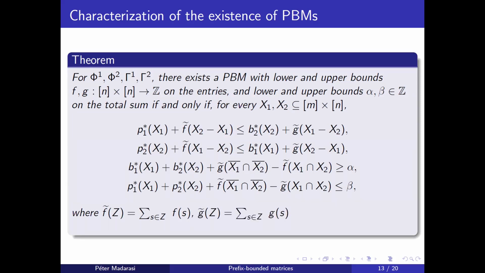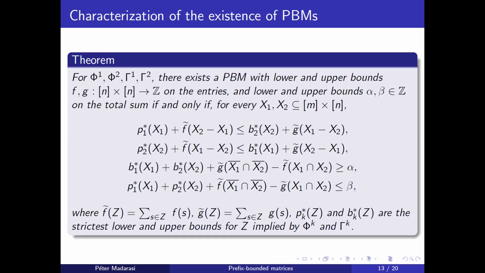G tilde is defined analogously, and P star and B star are the strongest lower and upper bounds implied by our bounding matrices pi and gamma. So in a sense, this is an extension of our bounding matrices from partial sums to the sum of any subset of the entries. You can give a simple sum formula for these, so this can be explicitly defined.